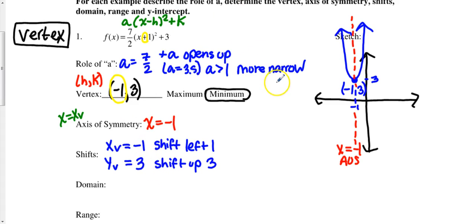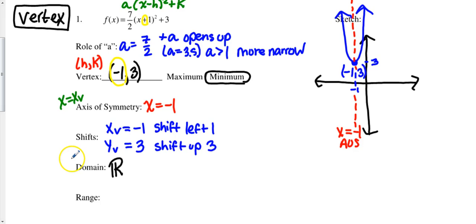The domain, what's my domain? Coming from the left, I hit an arrow. Coming from the right, I hit an arrow. Domain is all real numbers. Range, please take a second and try the range on your own. So for the range, when I come in from the bottom, I hit a 3. So coming in from the bottom, 3 is the smallest possible y value, and then the graph continues from there. So 3 comma. Coming in from the top, I hit arrows, so that's 3 comma infinity.